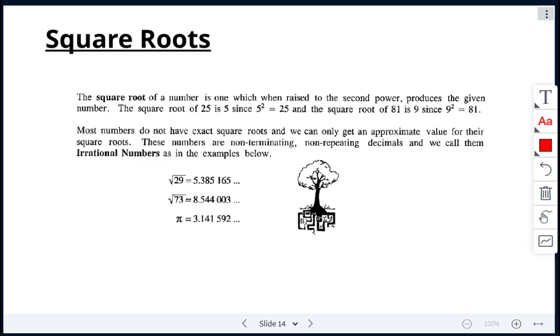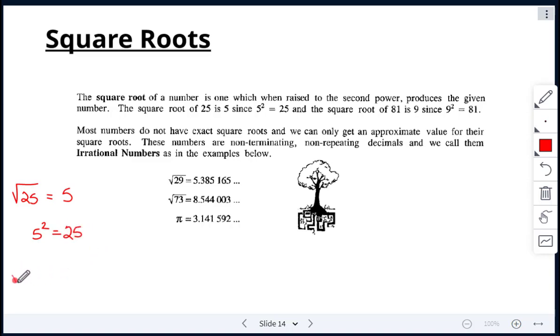Okay, so today's lesson, we'll start by talking about square roots. The square root of a number is one which, when raised to the second power, produces the given number. For example, if we write the square root of 25, it would be equal to 5, because 5 squared is equal to 25.